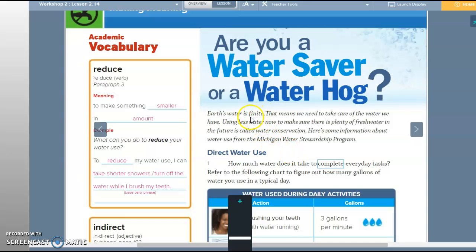I need to apologize because I misread this. Finite means that it could shrink. Infinite means that it's huge, like it will never go away. But they're saying that Earth's water is finite, meaning that we could lose it, right? Meaning we would go into a drought.